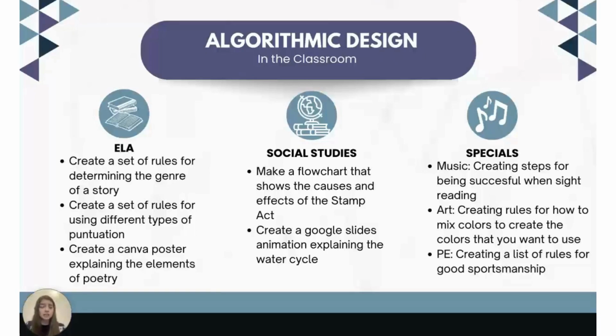In social studies, this could be creating an animation on Google Slides about the water cycle or making a flowchart that shows the cause and effects of the Stamp Act. And looking at specials, this could be for music, creating a list of how do you sight read a piece of music? And in art, what colors should you mix if I wanted to get this particular color that I'm wanting to use? Or in PE, creating a list of rules of what does sportsmanship look like? What are the important pieces for that?